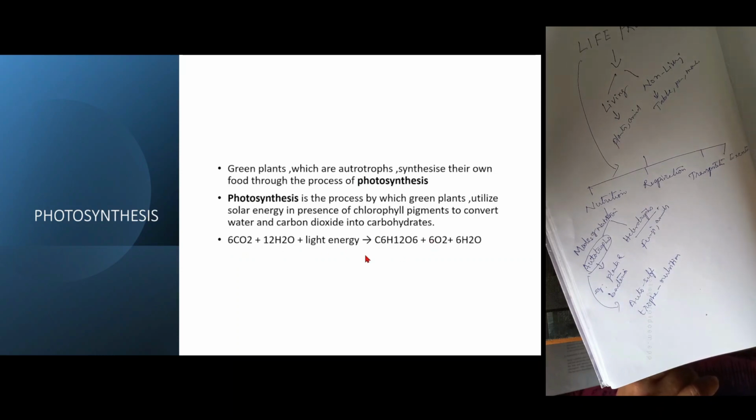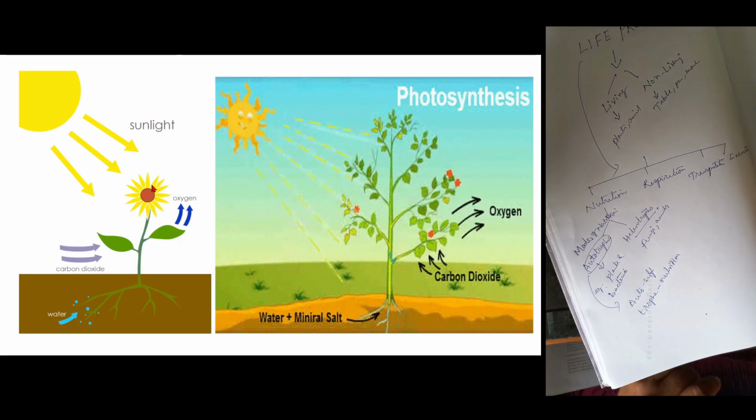They are preparing the food called glucose and releasing the oxygen and the water. See, here, this is the process of photosynthesis. In this process of photosynthesis, you can see the sunlight. What are the raw materials they are using? They are using the carbon dioxide from the atmosphere, and water and minerals from the roots. Through the roots, the water and minerals go to the leaves in the presence of the sunlight.